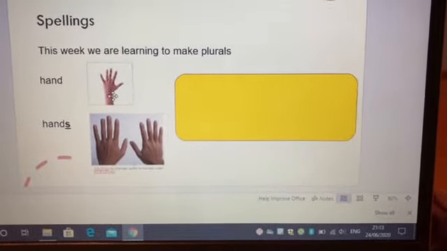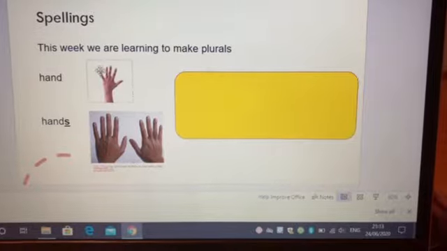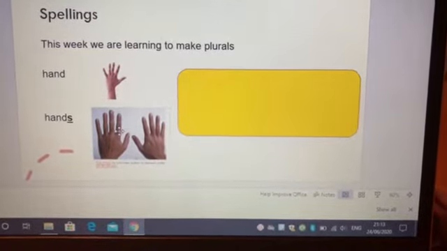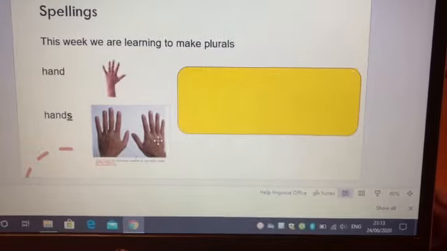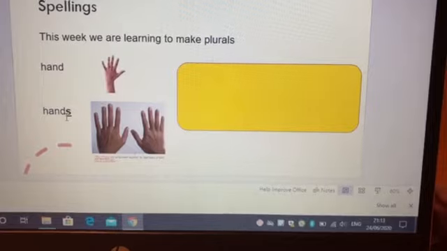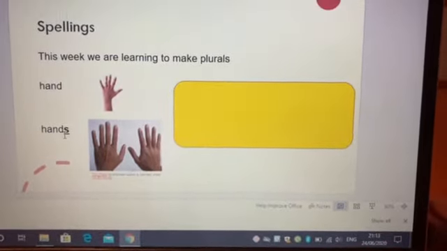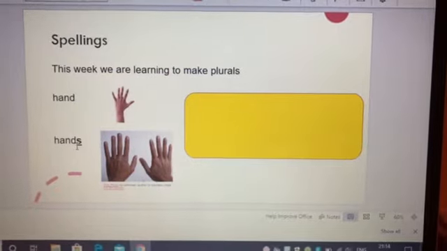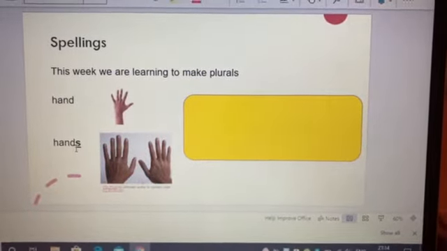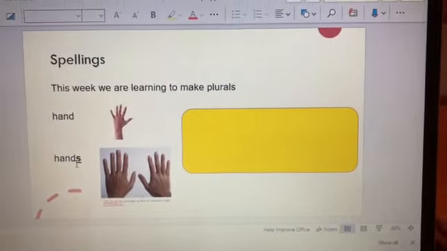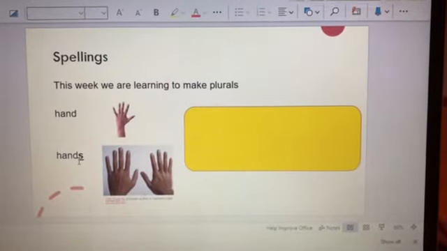So this is one or singular, one hand, singular. And this is plural, that means two or more. And to make that plural, we added the S. Can you think of any other words where you just add S to make more than one? Pause me now and see if you can note down some other objects and things that when you have more than one of them, you just add an S.